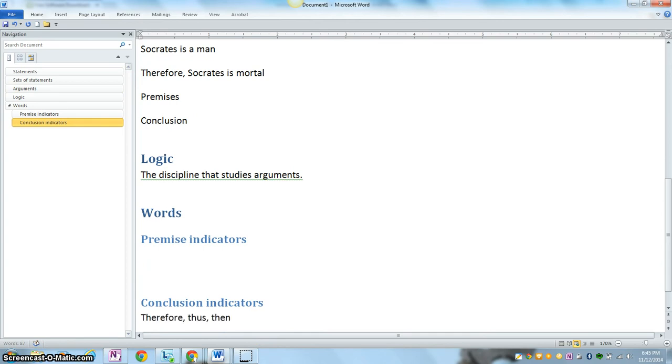So there are some words that serve as conclusion indicators, words like therefore, thus, then, for this reason, etc. Any expression of this sort indicates that the speaker or writer is drawing a conclusion from the premises. There are also words that indicate that a premise is being supplied, words like since, because, or as, and similar words. So, for example, consider this argument.